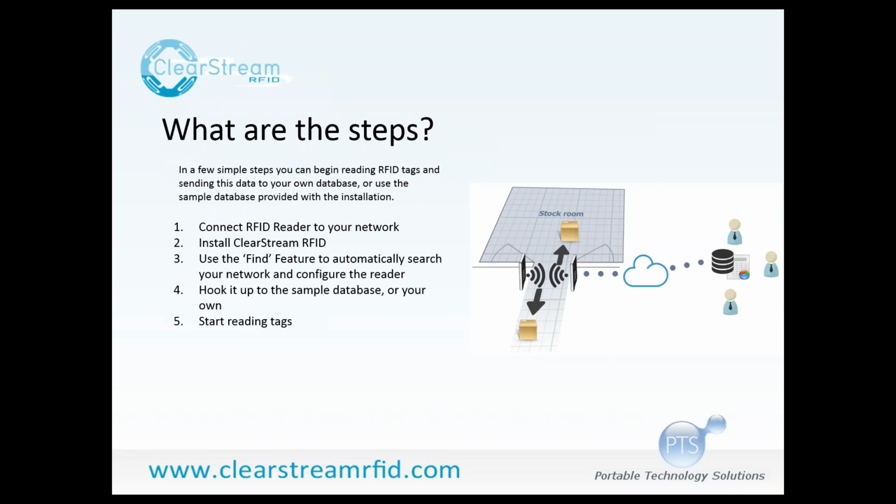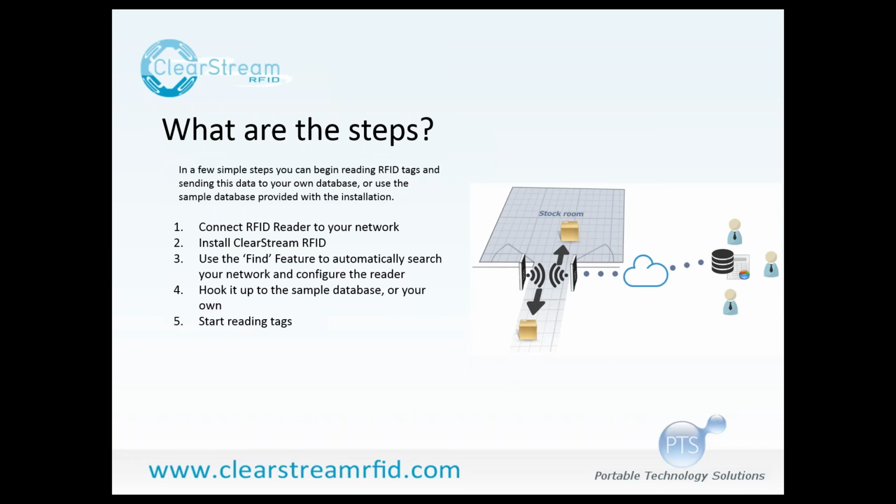So you would get the reader that you want to use for your application, plug it into your network, and then go ahead and install Clearstream. Now, even if you don't know the IP address or the host name of the reader that you just plugged into your network, Clearstream gives you a find button that'll allow it to search the network for a reader and try to find it. And if it finds it, you can then use it in your configuration.